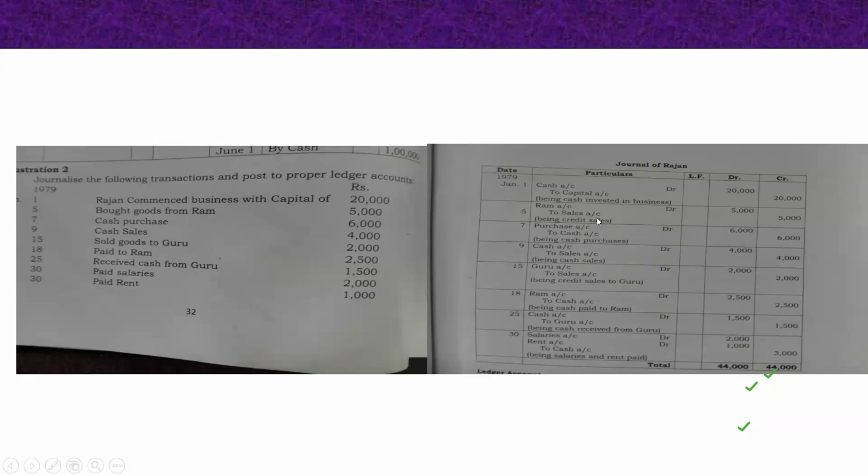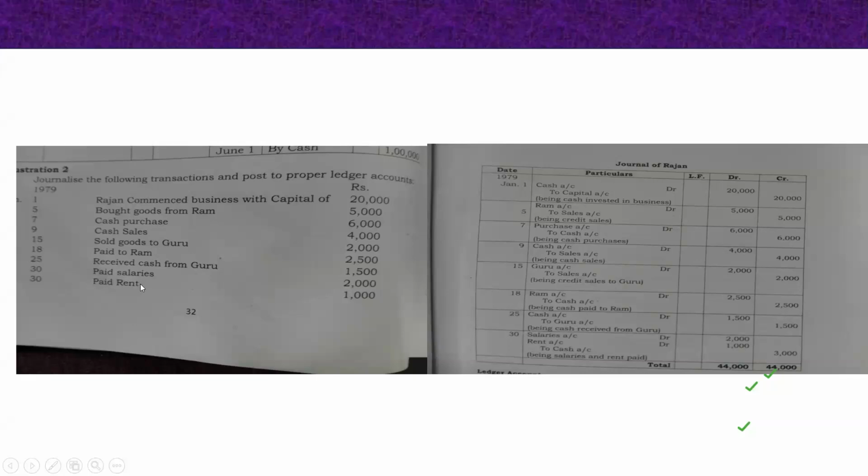So it's considered as credit purchase and cash purchase here, like purchase to cash, and cash sales. Sold goods to Guru, so it's on credit, and paid to Ram, again being cash paid to Ram. Received cash from Guru, again there is a cash transaction.